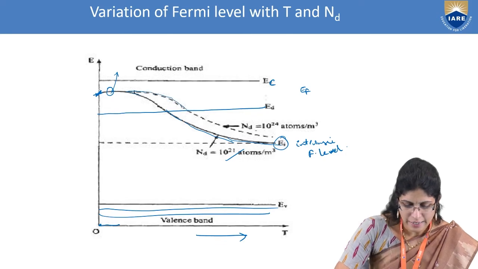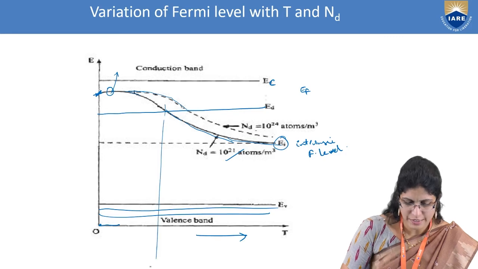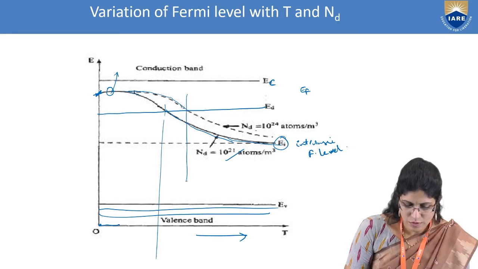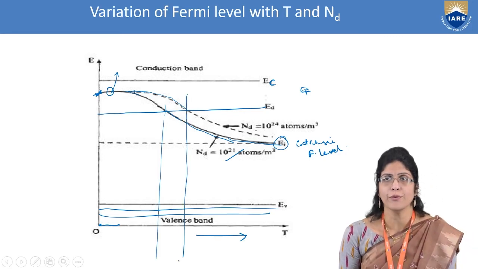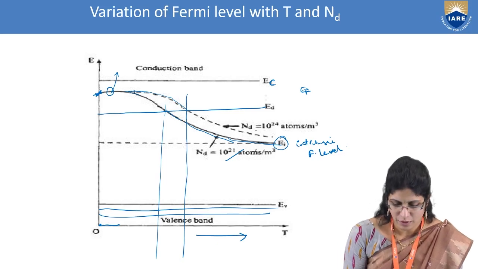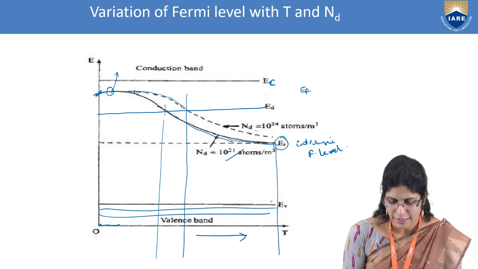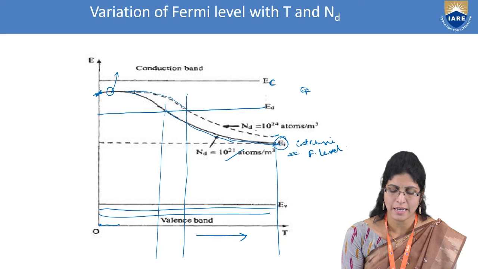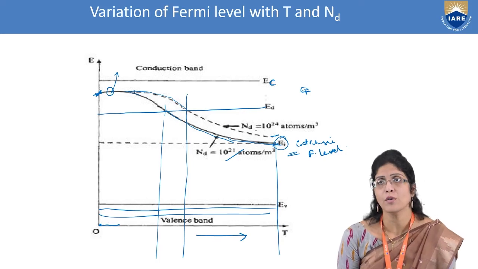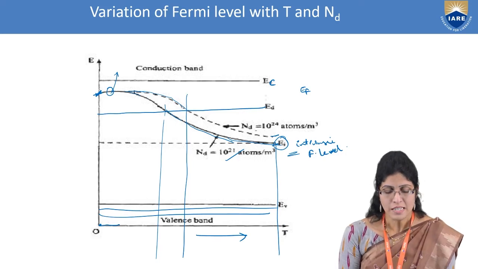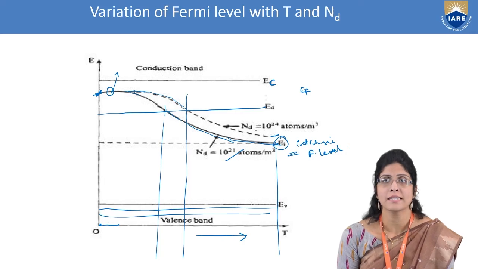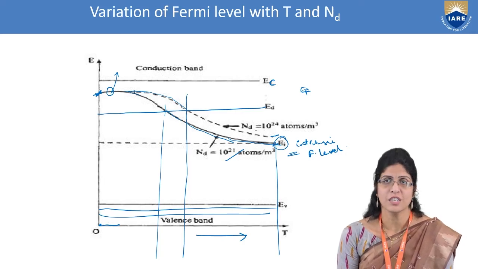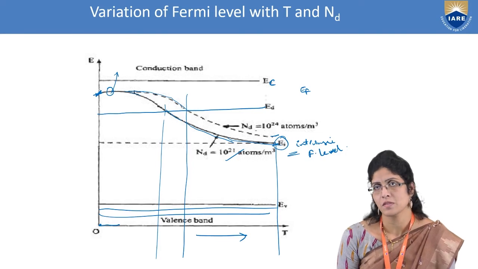There is a lag, and though at this temperature it has started coming down, it took some more temperature for it to fall down. And though it has fallen down at the same temperature, it couldn't reach the intrinsic Fermi level as it has been reaching for lower numbers of atoms. So this is how you will have to understand the Fermi level shifting with temperature and the number of donor atoms.